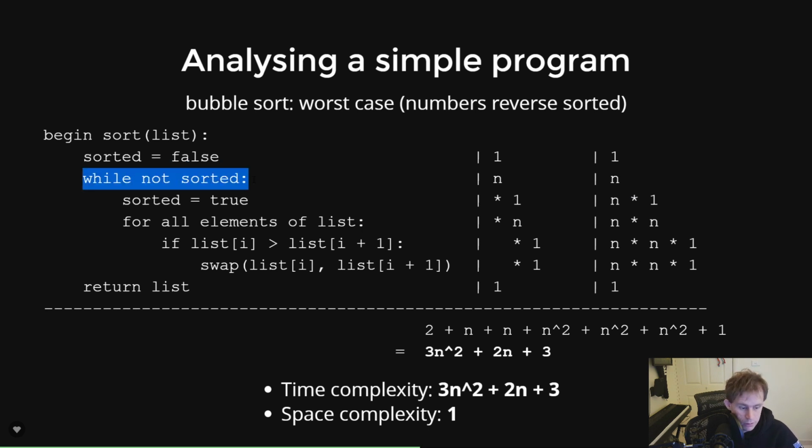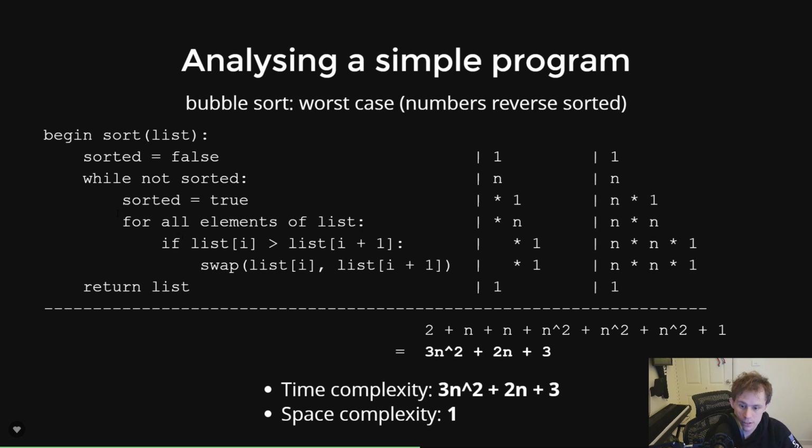While not sorted is executed n times, because we're going to sweep it n times. Sorted equals true is also going to be executed n times because it's inside the while loop. So even though the line itself is just a simple operation, we're going to end up going through that loop seven times or n times, whatever. And therefore, it's actually n times one, because this is a single operation that happens n times.